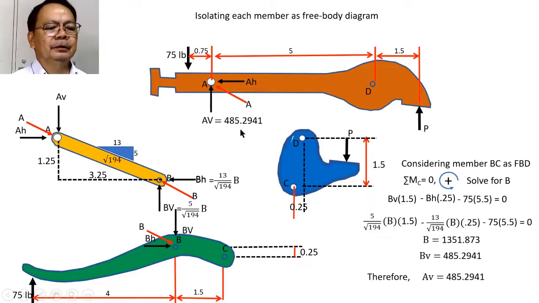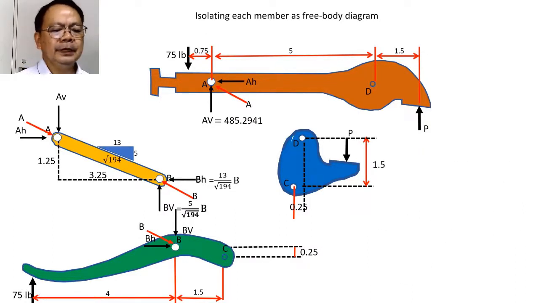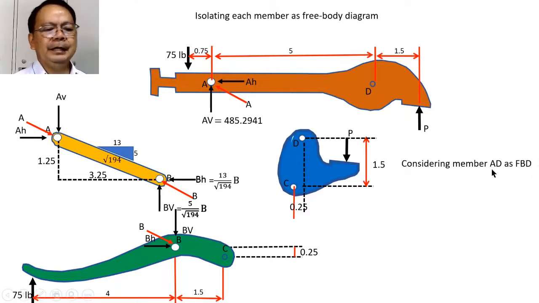Right? So afterwards, let us go back to this part. If we are going to consider the member AD, we are now at the top. This is the upper part of the vice grip. Member AD as FBD. Okay, what do we have? We have a horizontal, a vertical, and the forces acting at this point. But the horizontal force will pass through the same point D. So the horizontal and vertical components at D, plus this one, will all be 0 when we take moment about D. And we will have only an equation where the only unknown is our P.